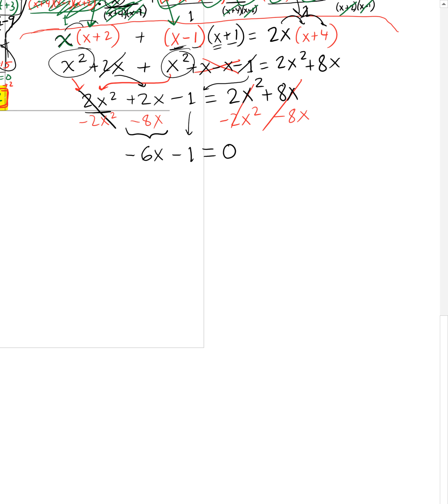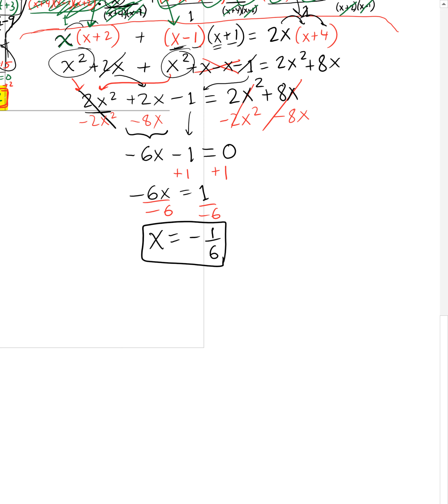This is a nice problem, not too bad to solve, right? I have to first move the 1 over. If I move the 1 over, then negative 6x equals positive 1. And the last step would be divide both sides by negative 6. Whew! This has been a lot of work for one little measly solution here. Negative 1/6. Oh my gosh, really? All that work just for that guy?